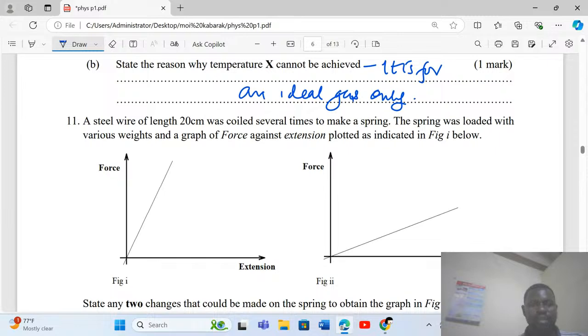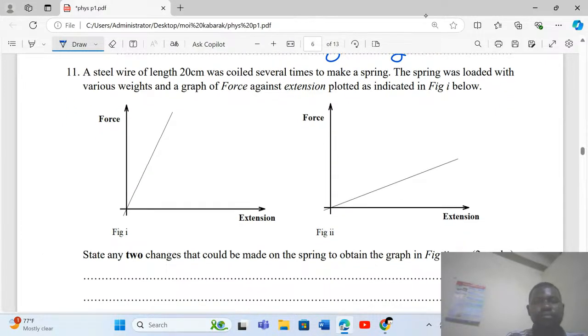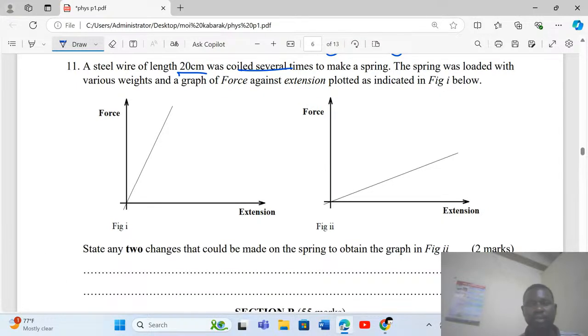A steel wire of length 20 centimeters was coiled several times to make a spring. The spring was loaded with various weights. The graph of force against extension was plotted. This is now in the Hooke's law. Then state two changes that could be made on the spring to obtain the graph in figure 2.